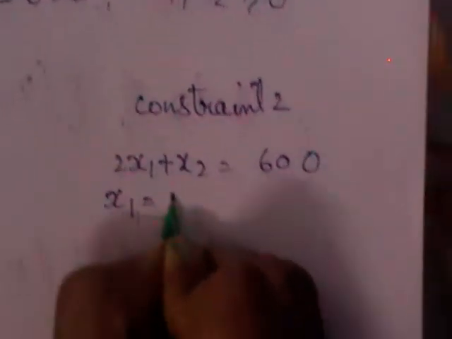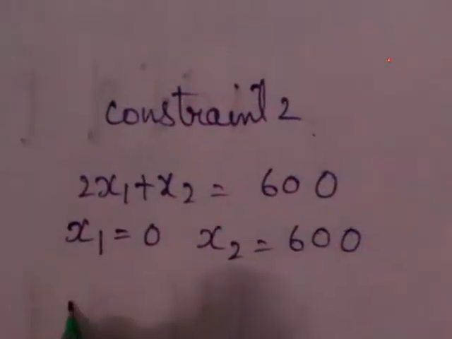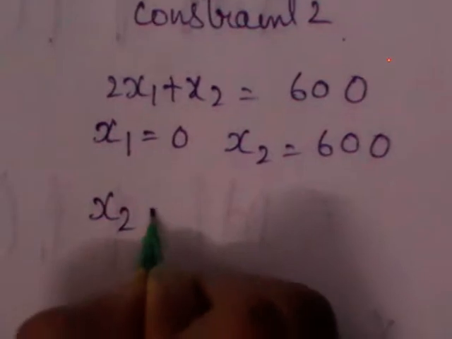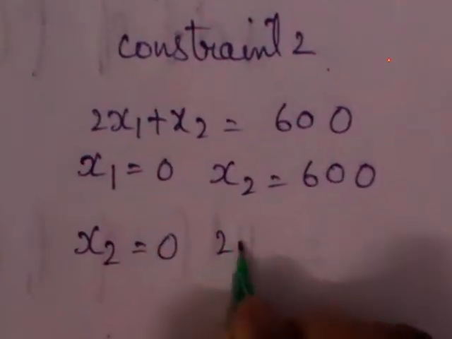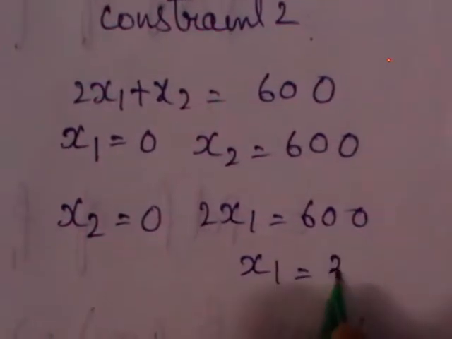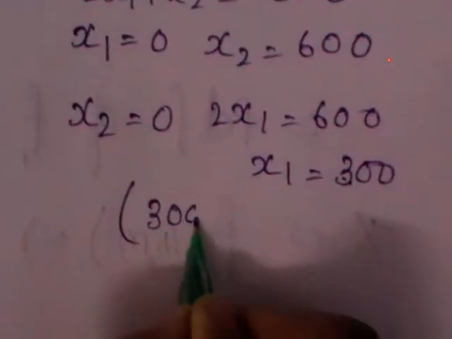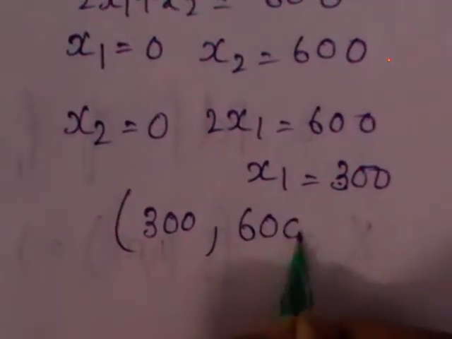Similarly, you do the same for the second constraint, that is, put x1 equal to 0. What will be x2 then? x2 is 600. Again, put x2 equal to 0, then you will get 2x1 equal to 600, x1 equal to 300. So what is the ordered pair here? First you should write the x1 value followed by the x2 value.